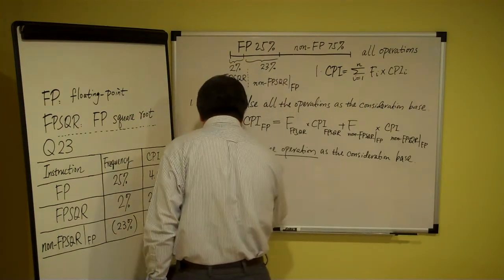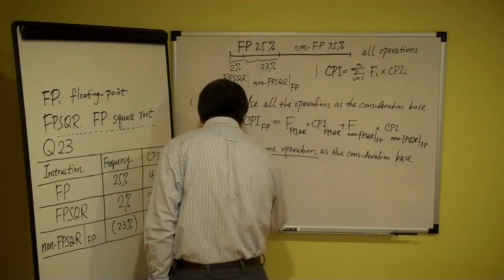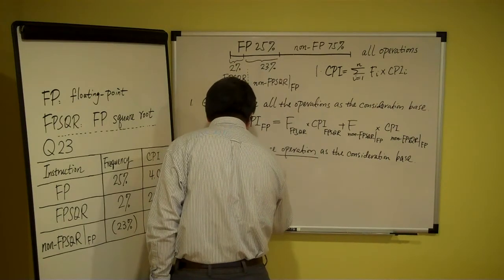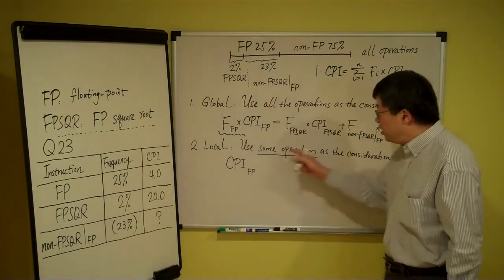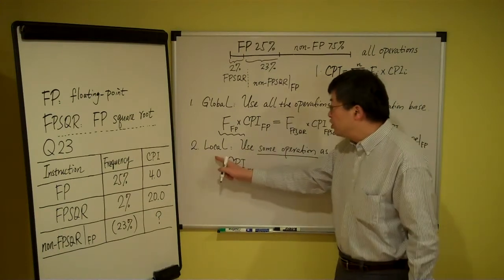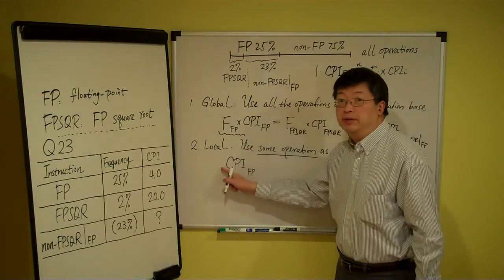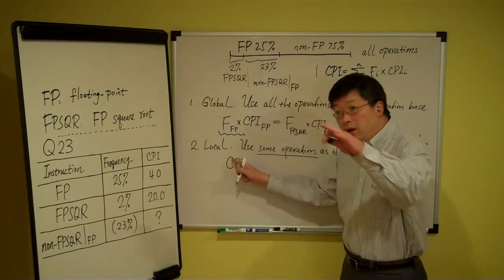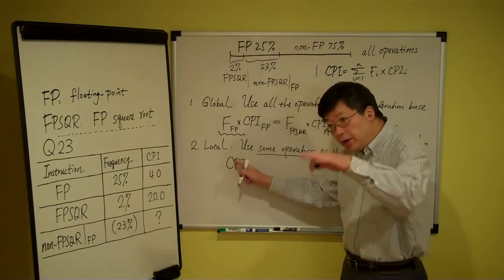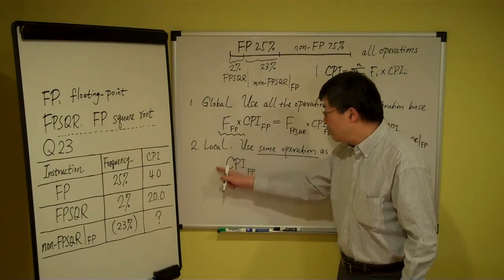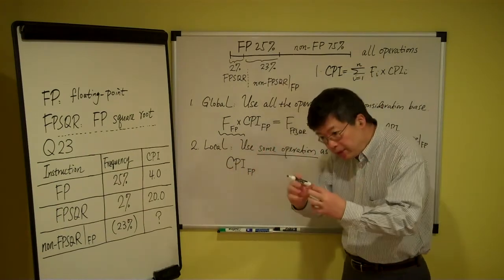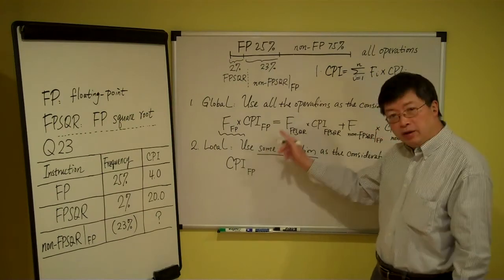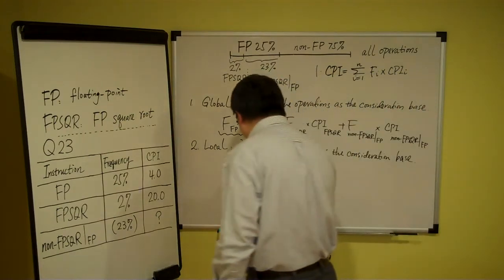Now, in this case, if we use the PPE for the CPI of FP, because the consideration base becomes the floating point operation, its corresponding frequency becomes 1, because that's all the operations under consideration. Because we shrink the consideration base, the form will change.